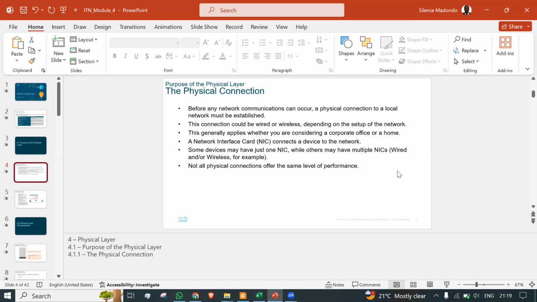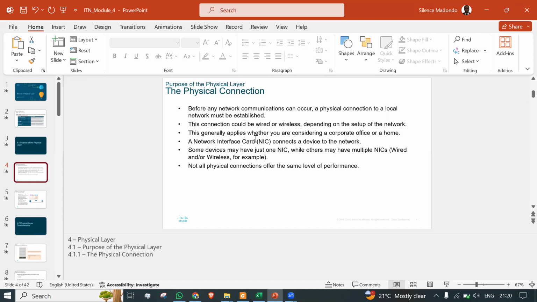So just briefly going through the physical connection. Right. So basically the physical layer is mostly concerned with the physical connection. What is connecting the two devices that are communicating with each other, right? So you see we have the medium, which can be wired, which can be wireless.